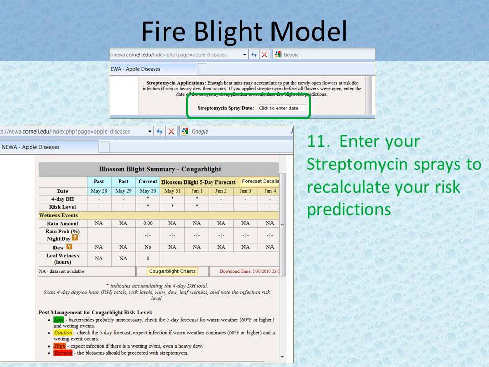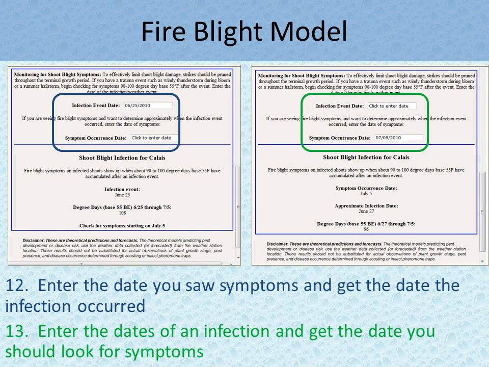Within the fire blight model, your risk will be recalculated once you enter the date of your last streptomycin spray. You can also backtrack to figure out when an infection period occurred if you enter the date you saw fire blight symptoms. Or you can enter the dates of the infection period from the model and find out when you should look for fire blight symptoms.